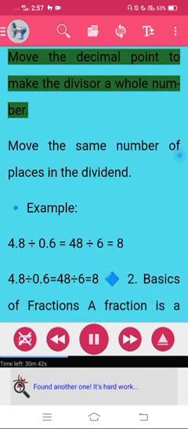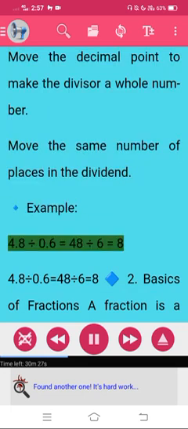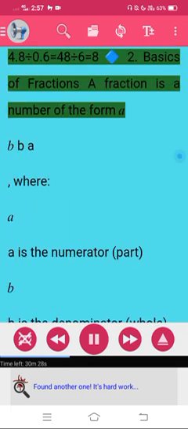Division. Move the decimal point to make the divisor a whole number. Move the same number of places in the dividend. Example: 4.8 divided by 0.6 equals 48 divided by 6 equals 8.